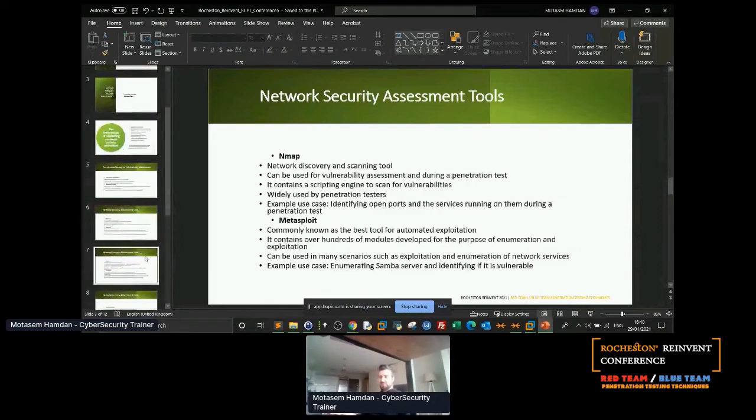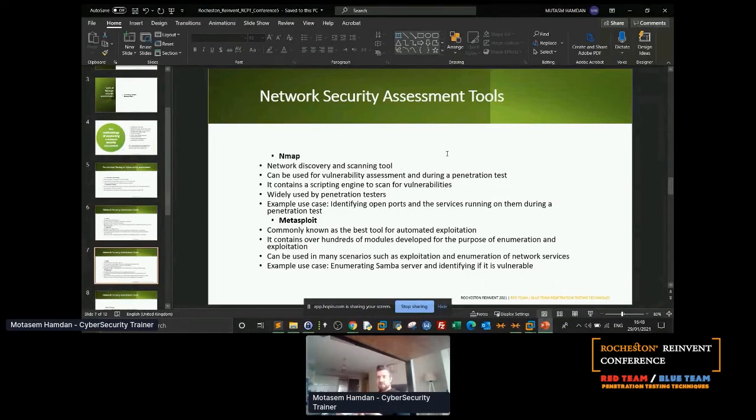Now, Nmap. I guess many of you have heard about Nmap. Nmap is the widely known network discovery and scanning tool. We're going to demonstrate all of these tools in the demo after we finish the listing. Nmap is a tool of a multitude of purposes. You can use it to scan the network. You can use it to see what the live hosts on your network are. You can use it for vulnerability assessment and penetration testing.